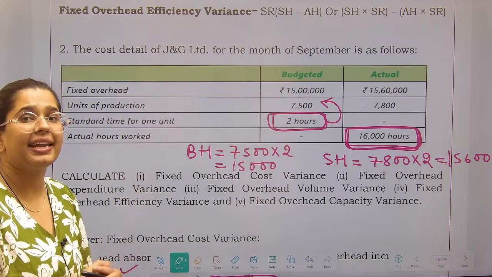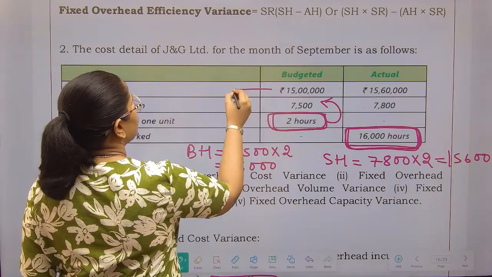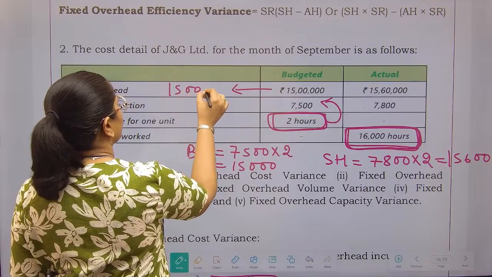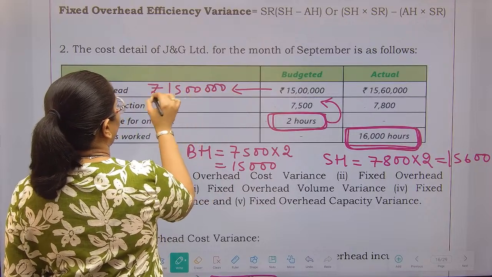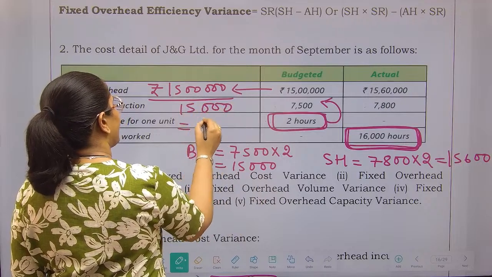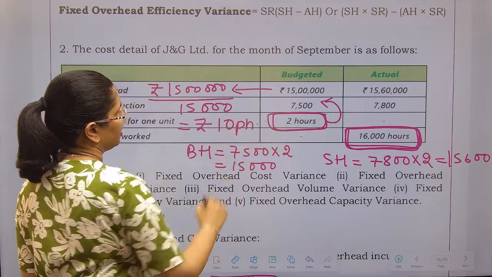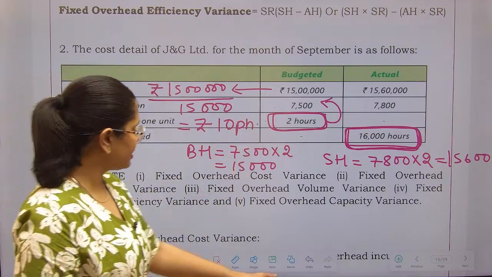Now next thing, I need standard rate. Standard rate मुझे per hour चाहिए. So this is 15 lakhs cost, and I have found out my budgeted hours as 15,000. So this gives me 10 rupees per hour, right? So मुझे अपना आंसर मिल गया है.